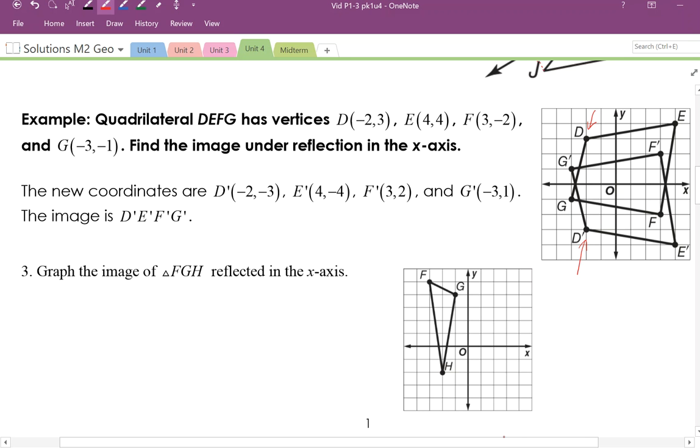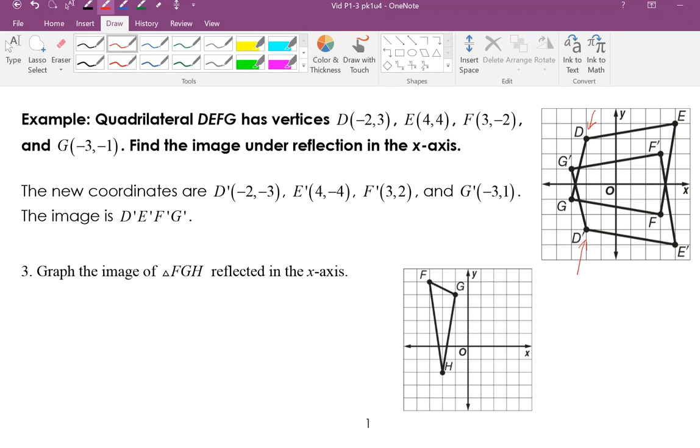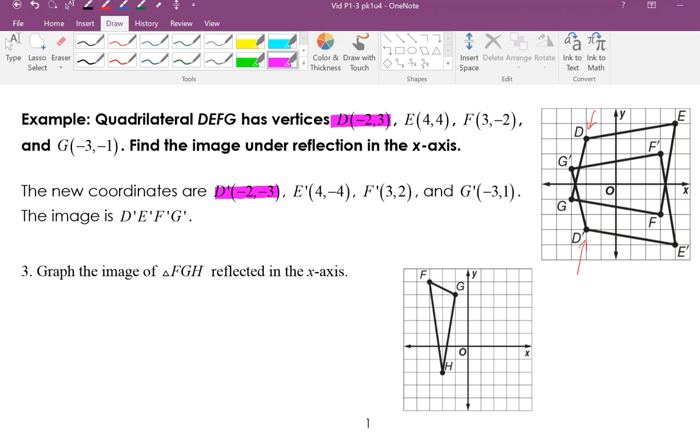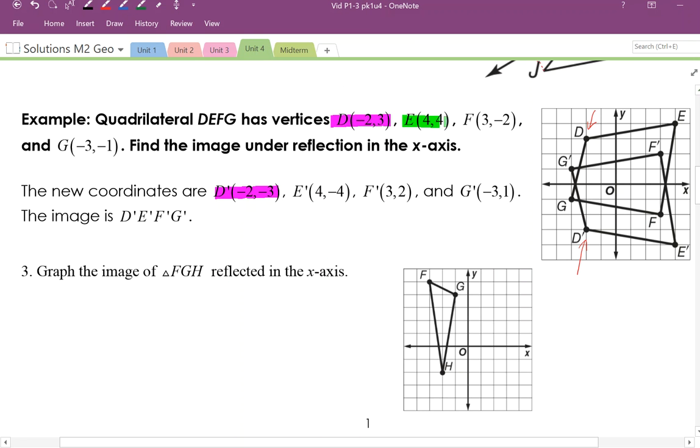So if I do that for each of the points, if we compare what we get for our new points, compare point D with point D apostrophe, you should notice that the x's are the same, but the y's are opposites. If we do the same thing and compare point E with point E apostrophe, again, the x's stay the same, but the y's become the opposites. So what I'd want you to notice from that is that reflecting over the x-axis ended up multiplying the y values by -1.